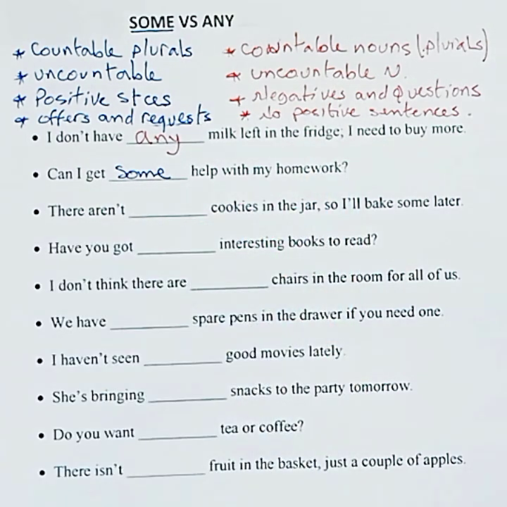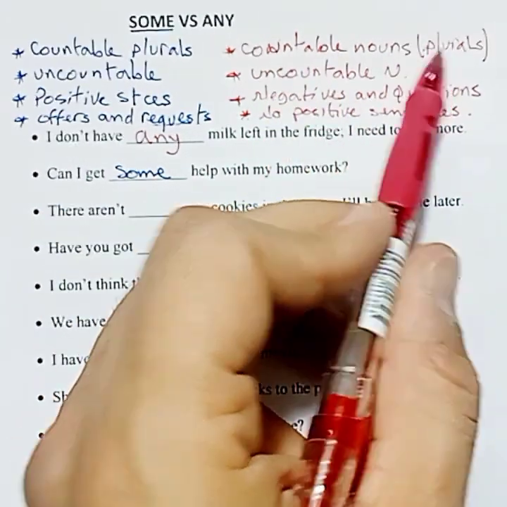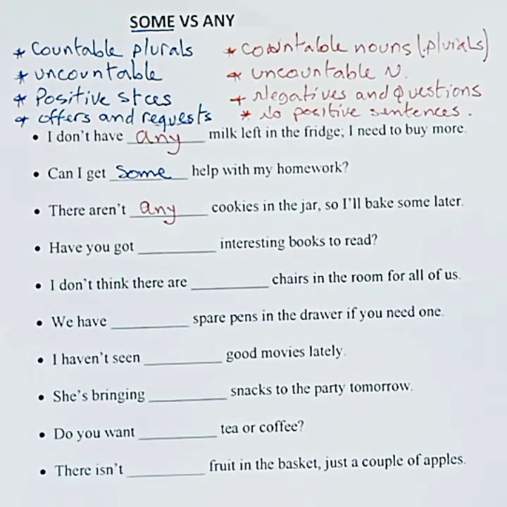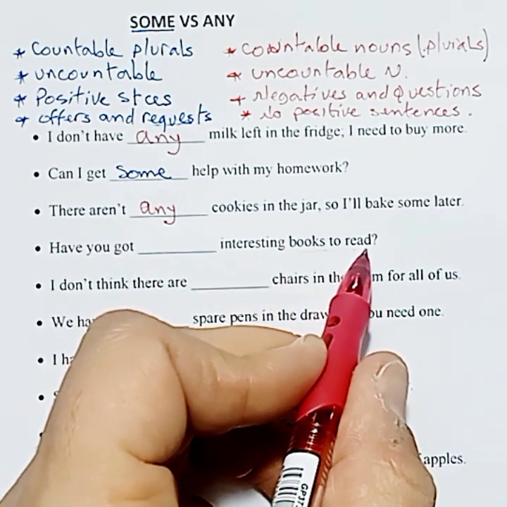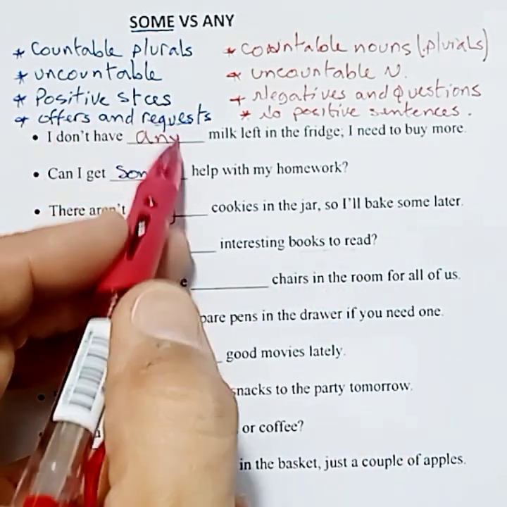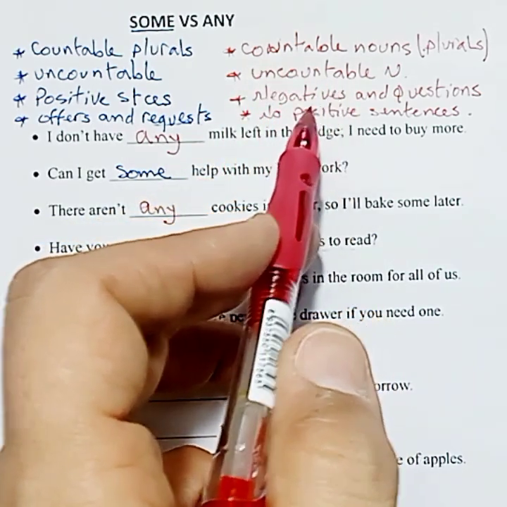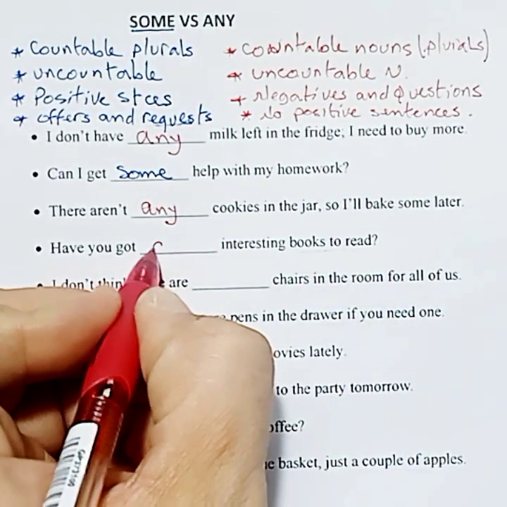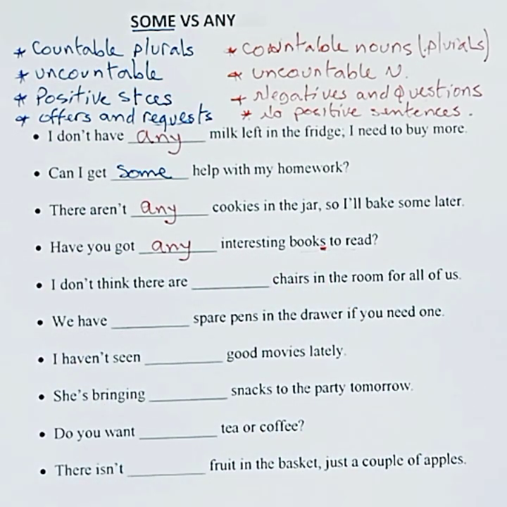Number 3, there aren't, negative, cookies in the jar, so I'll buy some later. Cookies is countable and it's in plural. However, the sentence is negative, so we use any. Sentence number 4. Have you got interesting books to read? This is a question. It's not an offer. It's not a request. It's just a normal question. Therefore, we use any. Because we're dealing with a normal question.